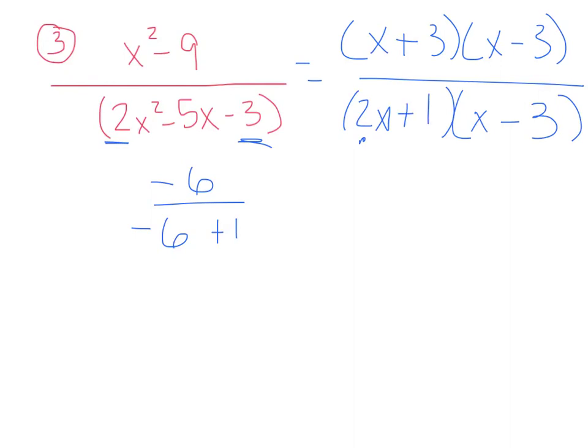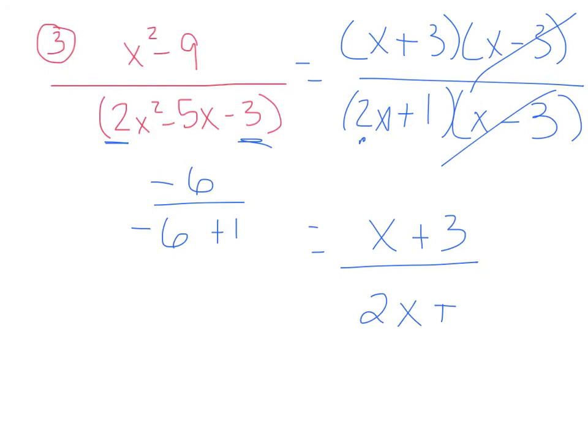Again, see what cancels, where your x minus 3's cancel. So you're left with x plus 3 over 2x plus 1. Okay, so that is dividing, that is polynomials and exponents.